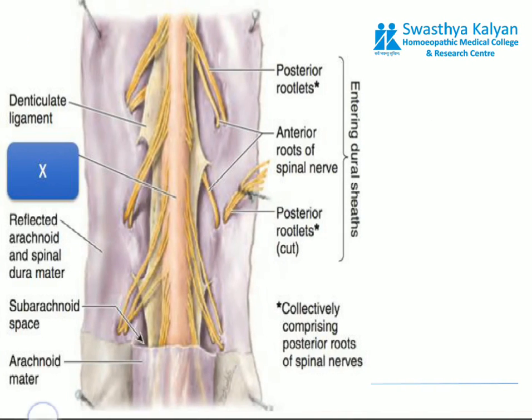This picture shows the spinal cord with its various meningeal layers. This is the dura, the spinal dura mater, the toughest one. This is the arachnoid, and inside is the pia mater. You can also see the denticulate ligament in this figure, which is a modification of the pia mater. It gets attached to the dura and suspends the spinal cord inside the subarachnoid space.